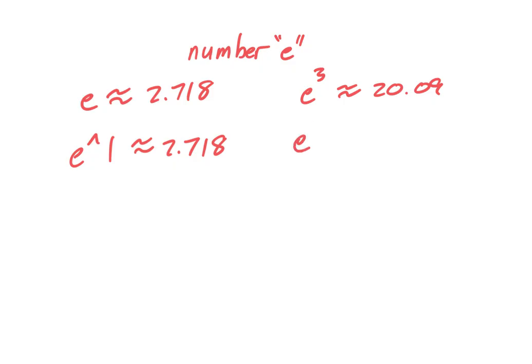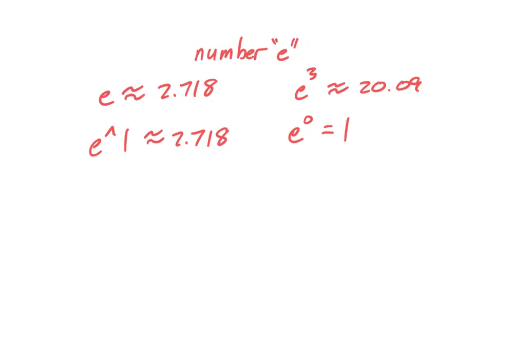What do you think would happen if we took e to the 0 power? Just 1. Any number raised to the 0 power is always 1, even if it's e, right? e is still a number. And it's kind of weird because you might say it's a letter, but e represents a number.